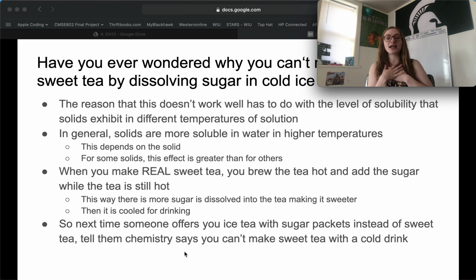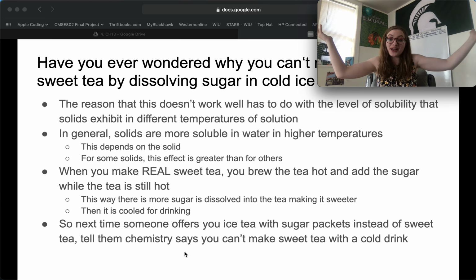As a kid, I remember making what my parents and I called sun tea. In the summer, we would take a pitcher of water, throw a bunch of tea bags in there, throw a bunch of sugar in there, and set it outside for a day, and we would let the sun heat the tea up, dissolve the sugar, and make us sweet tea. So try it. It's quite nice.